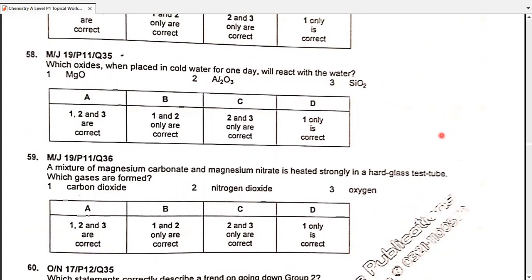Which oxides, when placed in cold water for 1 day, will react with water? Which oxides, when placed in cold water for 1 day, will react? Magnesium oxide, nickel, hopefully. Al2O3 and SiO2.